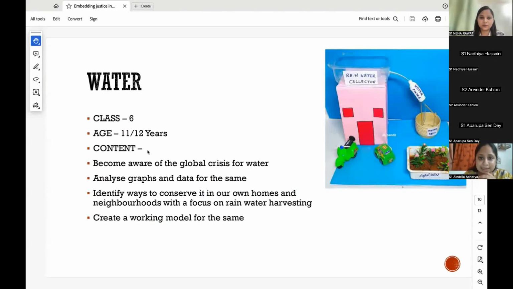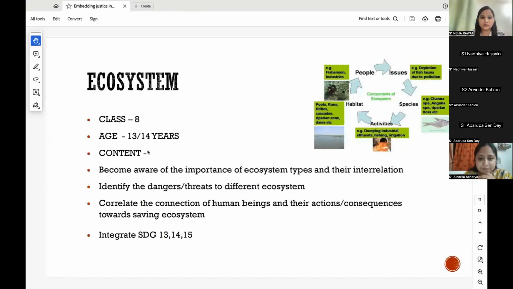The next slide that is going to come up is going to explain about the ecosystem. So this is a chapter in class 8 biology. The age group we are aiming at is 13 to 14 years of age. We are talking about the different types of ecosystem which are present and their interrelation. Now, when we are discussing this, we are also identifying the different dangers and threats to different ecosystems, the aquatic, the terrestrial, the different types of ecosystem, and also the human threats.